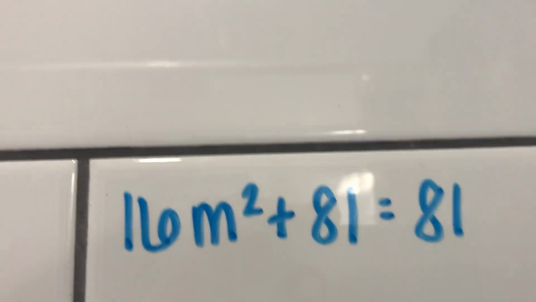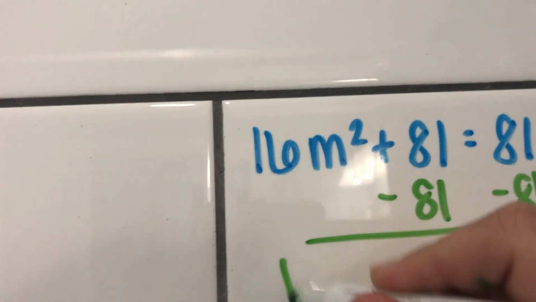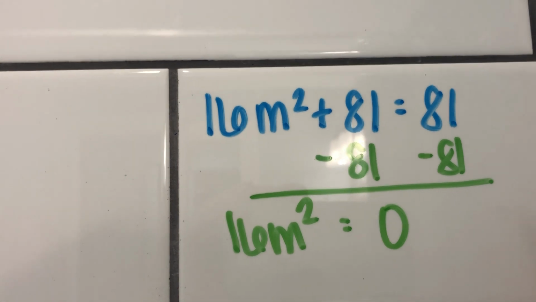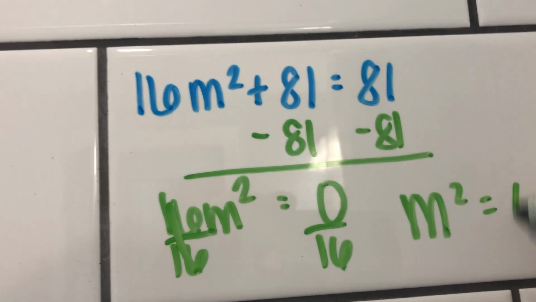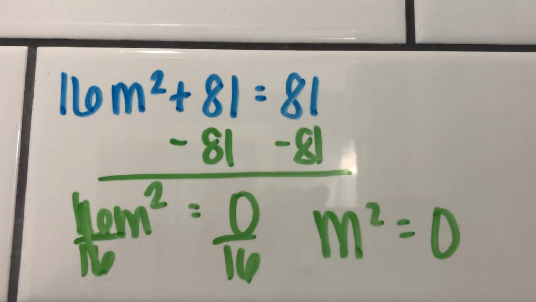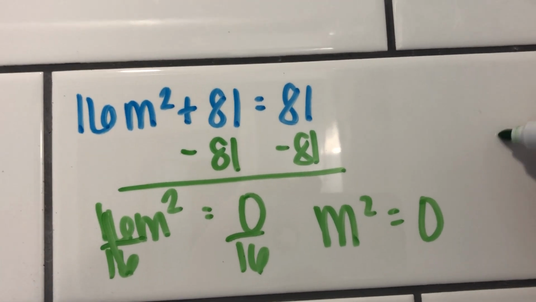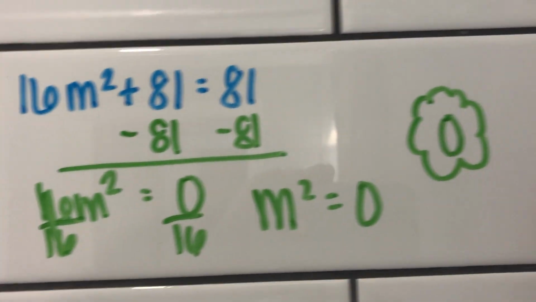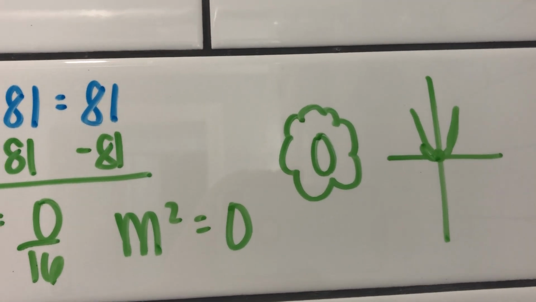The next one I have here, this is like a 2-step equation, but I have a squared variable. I'm going to start by subtracting 81 on both sides. I'm left with 16m squared equals 0. Now, no matter what I divide by, when I do 0 divided by anything, I'm just going to be left with a 0. So this quadratic is going to have one answer. The vertex of my parabola would be on the x-axis here because my x is equal to 0. I have one answer. It's not touching. The vertex is going to be just touching the x-axis there.